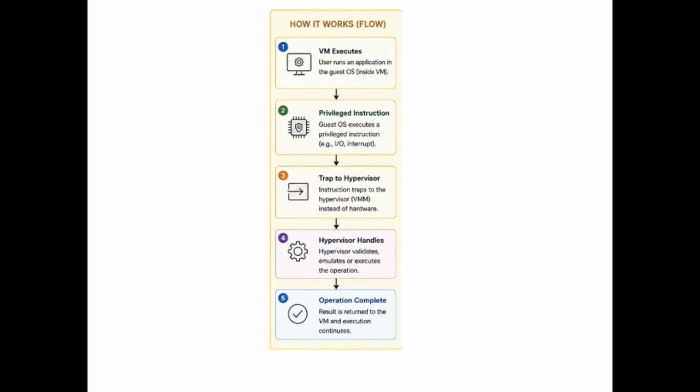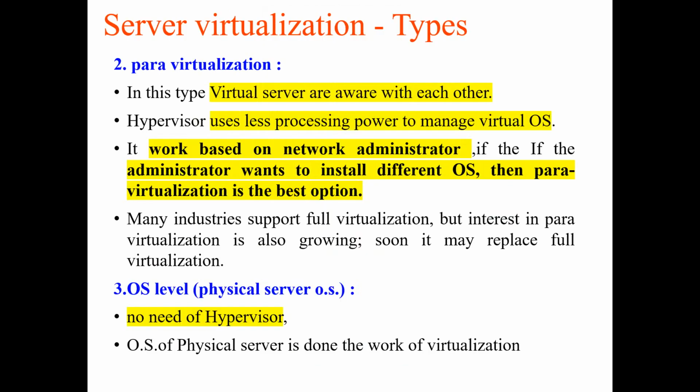We are going to discuss the next type of virtualization, that is para virtualization. Para virtualization is basically used to improve performance. Here we are going to use the guest OS. You can consider that in full virtualization we are not going to use any guest OS, only the host OS. But in para virtualization we are going to use the guest OS.